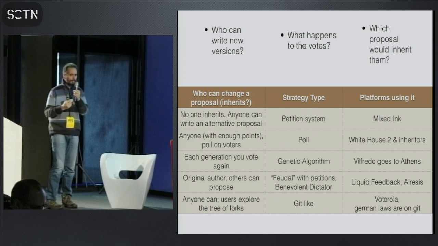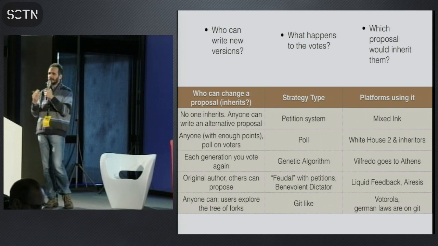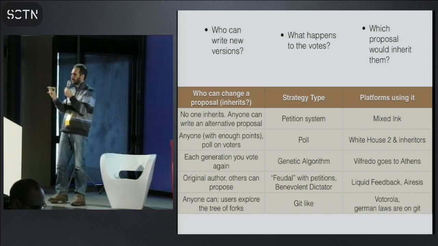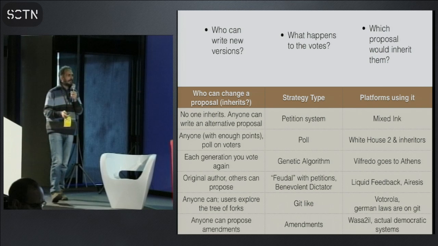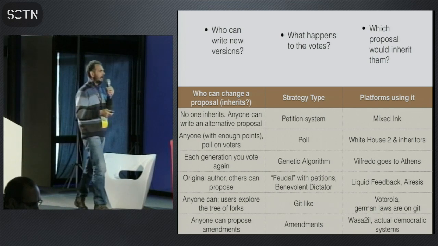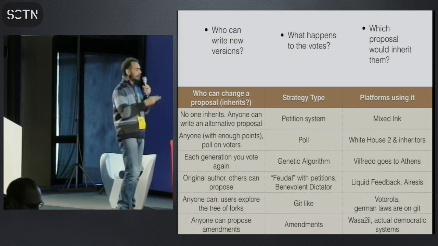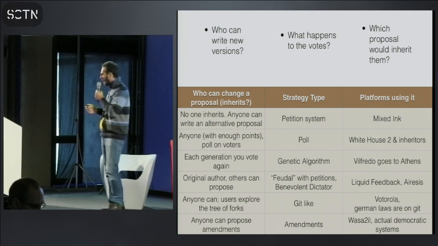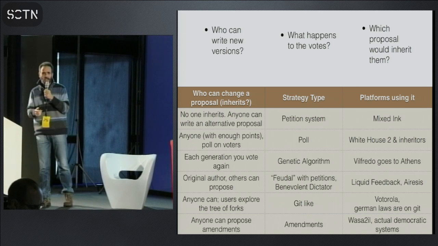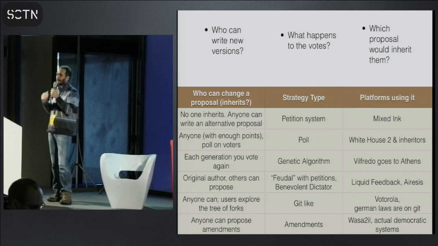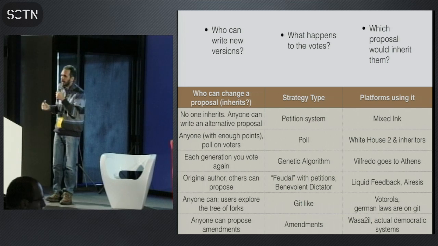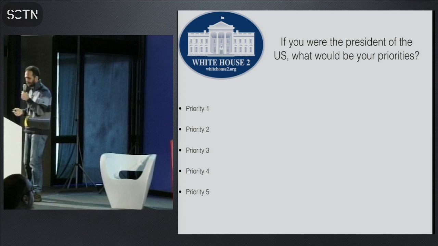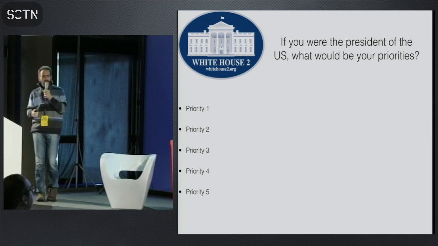The other one is where anybody can make copies, but then the system will present all those copies in a sort of tree-like structure, where it's easy for people to just pick and choose which branches of the tree they're going to see. And then, of course, there is a system used by actual democratic systems, and recently Wasa to IL in Iceland started using it, which is amendments. People make a very precise request and say, I would like to add this paragraph over here, and people vote on that.